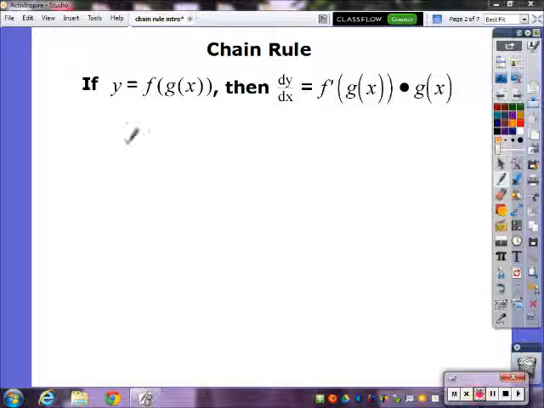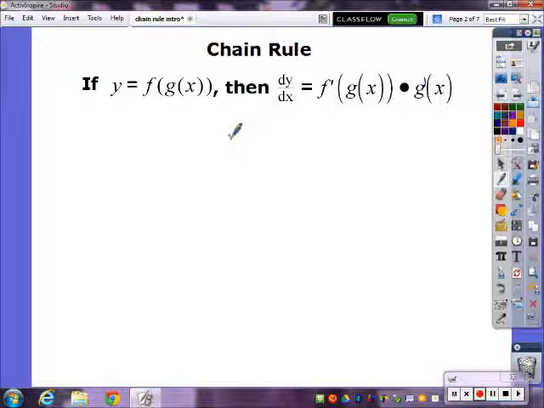So this statement says, if y equals f of g of x, then dy over dx equals f prime of g of x times g prime of x. A composite function is a function within a function, so that's why it says f of g of x. And according to this rule, I take the derivative of f with g of x still plugged in times the derivative of g of x.